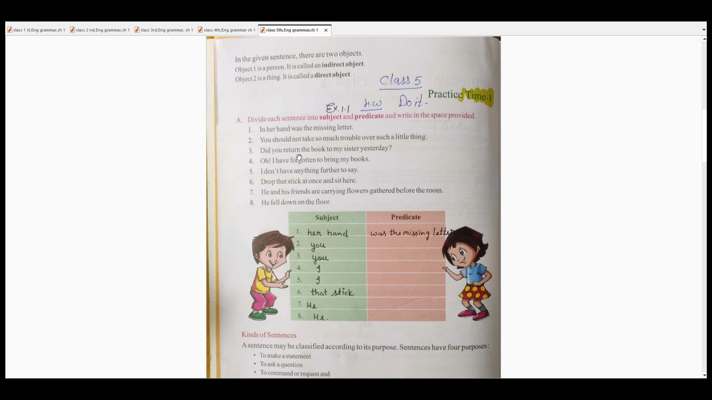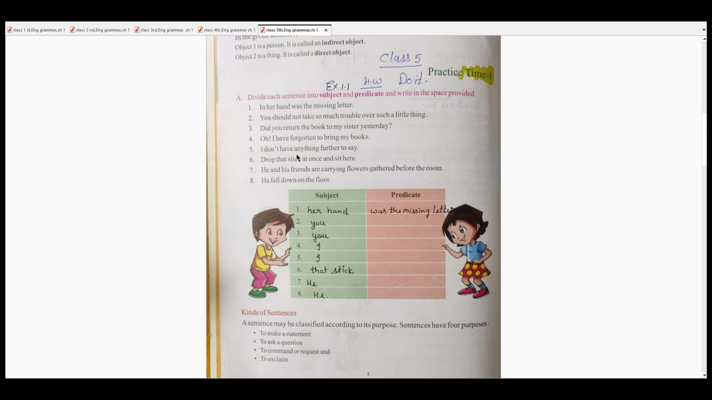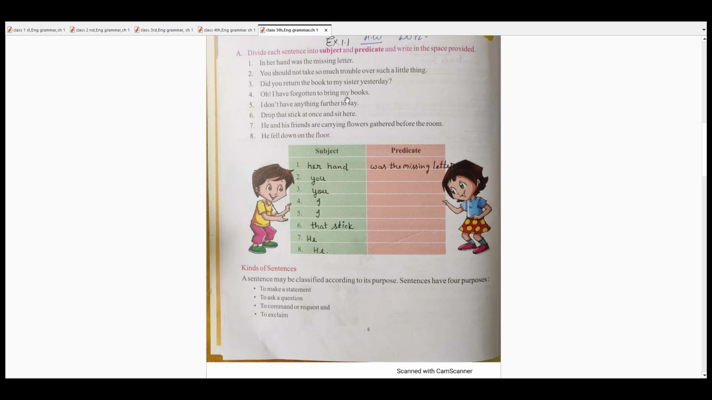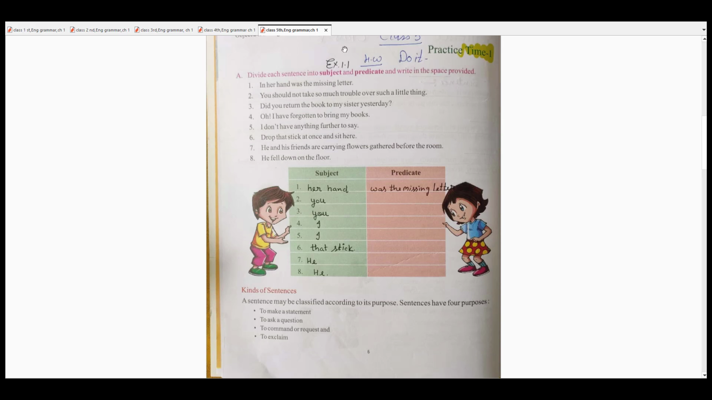"Did you return the book to my sister yesterday?" So what is the subject here? "You" is again the subject here. You have to identify who returned the book. You have to ask a question to yourself, who returned the book? You returned the book, therefore "you" is the subject. So you have to complete all these questions by yourself. I have already provided you some help from my side.